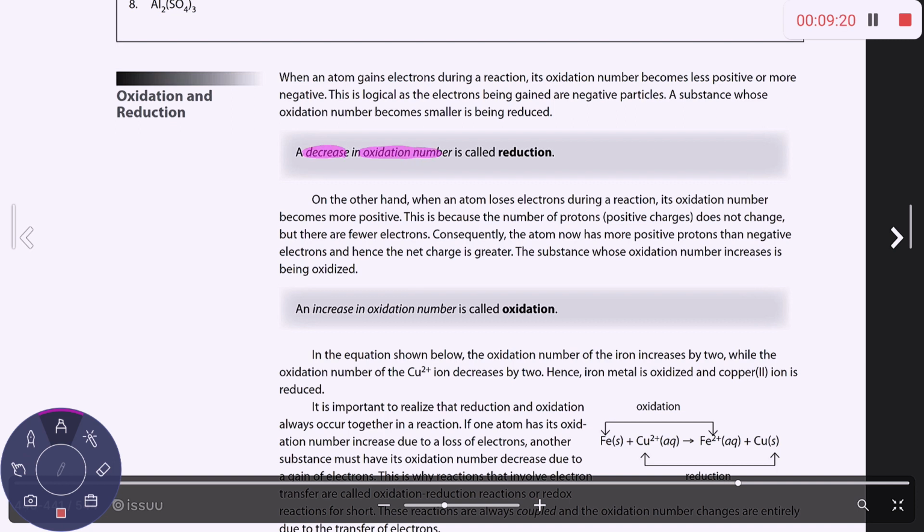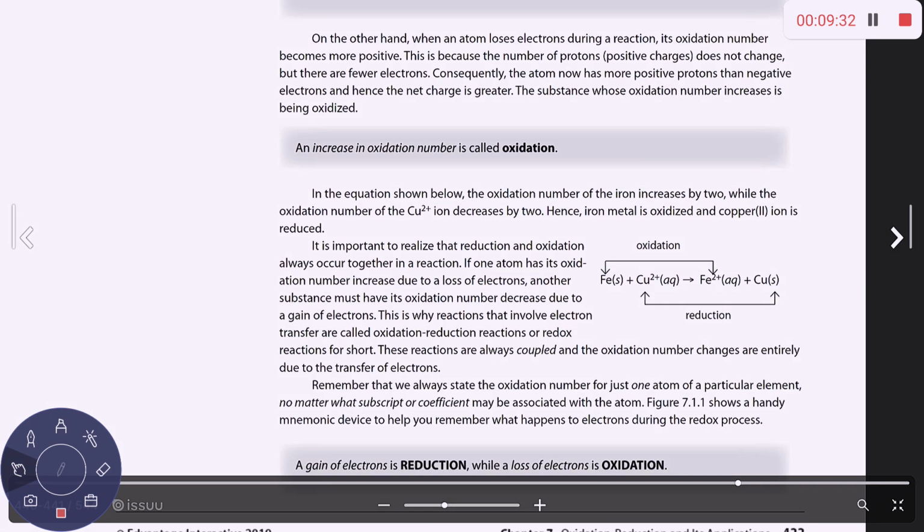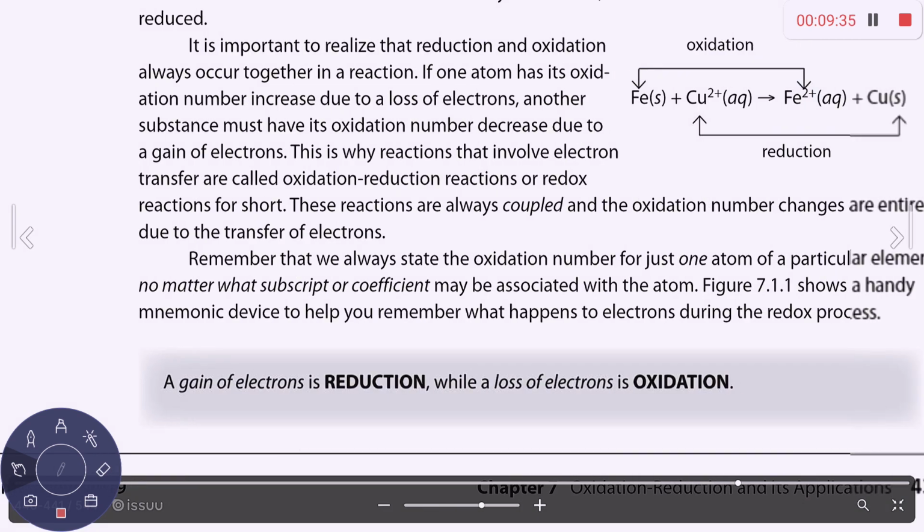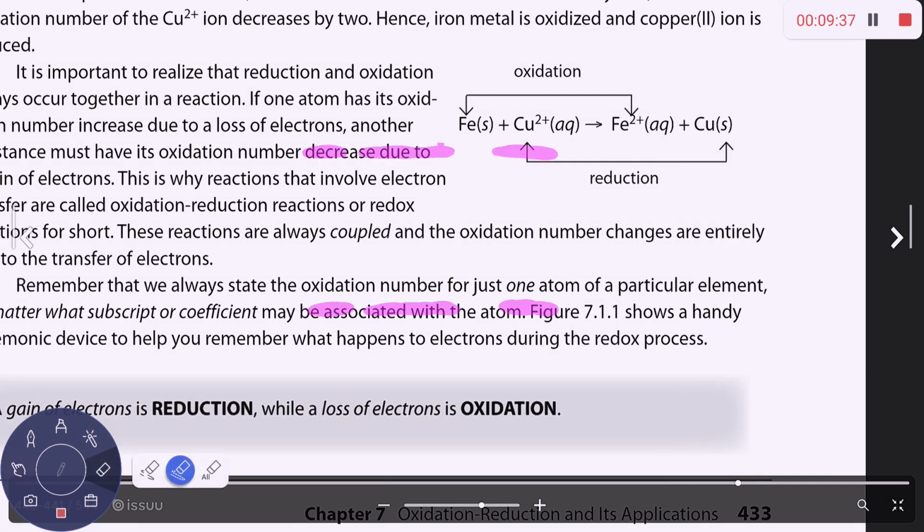A decrease in oxidation number is called a reduction. So you're typically reading this from left to right. And then an increase in oxidation number is typically called an oxidation. So if you take a look at the reaction that they've given you down here, this is just a very simple example, and I have seen stuff like this on the AP exam.